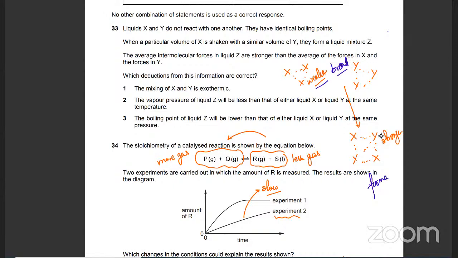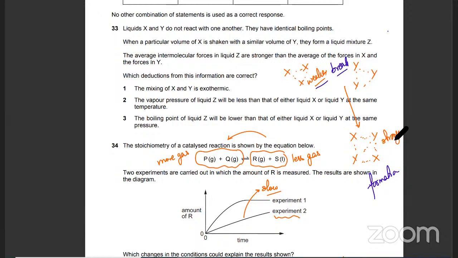So let me explain. Whenever you have a reaction, some old bonds are broken, new bonds are formed. In this case, what is broken? The attractive forces between X and the attractive forces between Y. Is that clear? I mean, is this part clear? Once you break those attractive forces, then X and Y will start attracting each other.